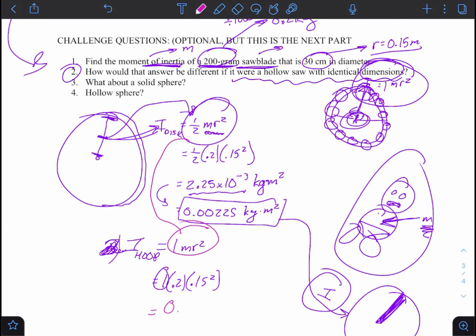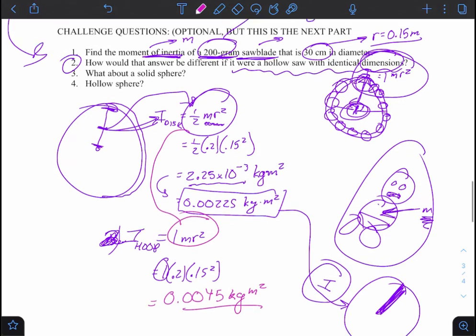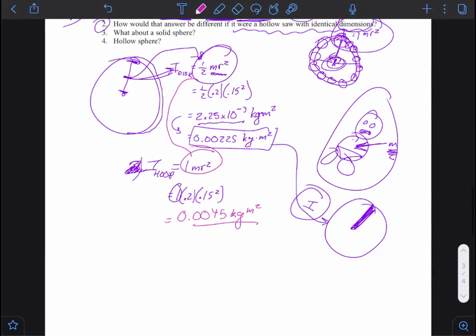So that would be 0.0045 kilogram meter squared. I'm going to plug that in just because I don't want to get it wrong. That is right. All right, 3. What about a solid sphere? And again, you're already seeing, this is the same thing. I'm actually going to have to look up the moment of inertia for a solid sphere because I don't have that memorized. So I'll be right back.